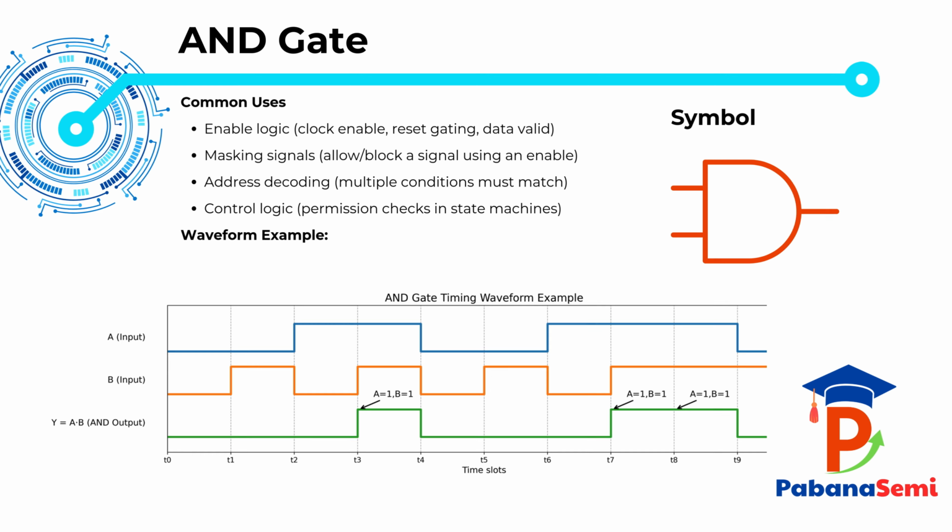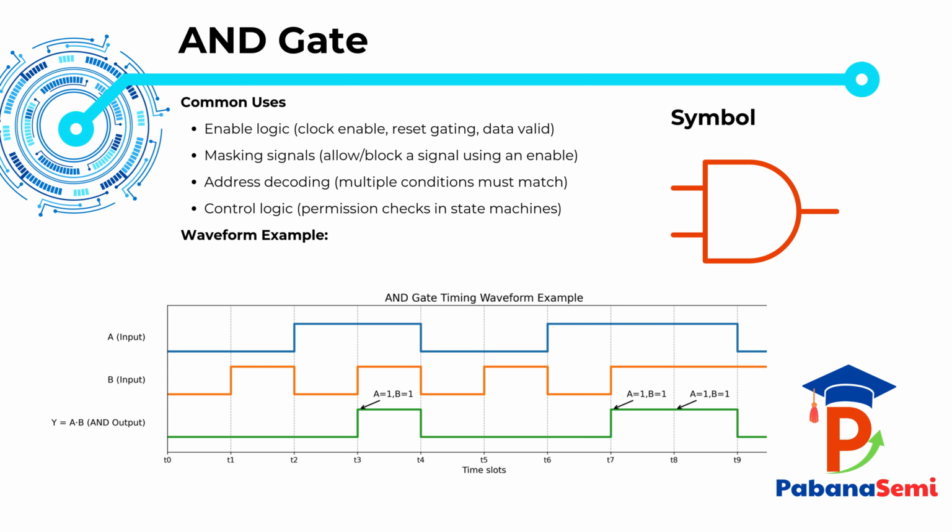on address bits. Finally, AND is used in control logic, especially in state machines, where a transition is permitted only when several conditions are true. This is often referred to as a permission or qualification check.